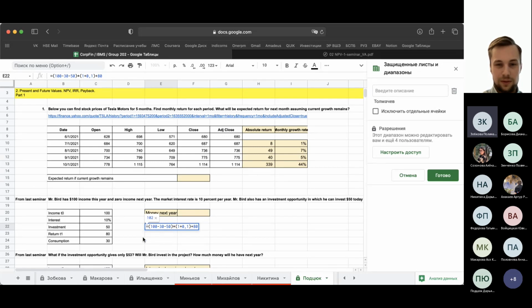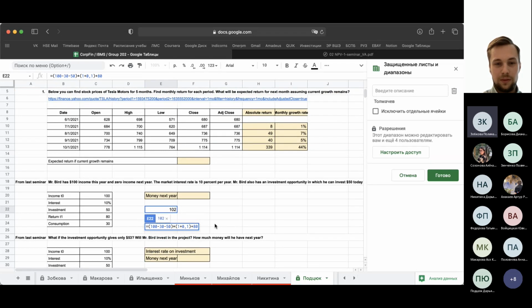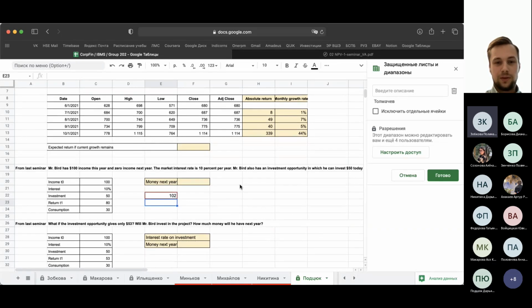And actually, I understand that this was maybe solved at home, but I encourage you to use links to the cells. It will be more understandable for all of us. Okay, and who can explain the second part of the task?